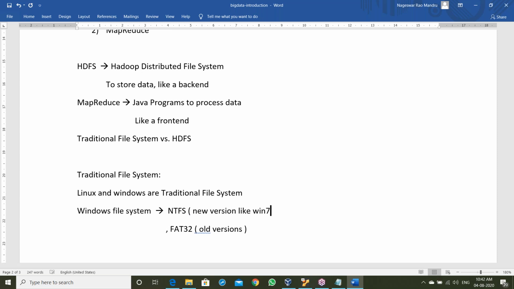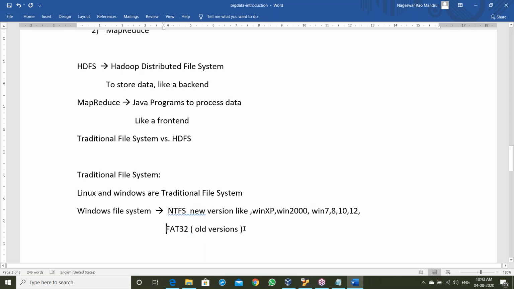New versions like Windows 7, 8, 10, Windows XP and Windows 2000 all come under NTFS. FAT32 is for the old versions, like Windows 95 and 98.